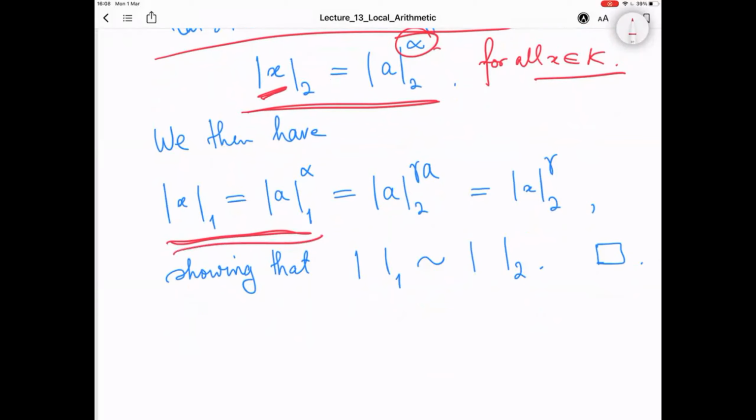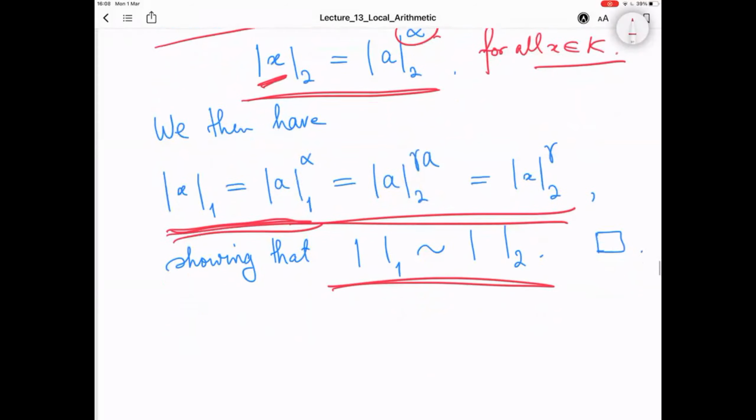So this is what we had started with. And anyway, we get the equivalence of these two norms. I mean, this is just what follows from all this that we have done, right? Okay.